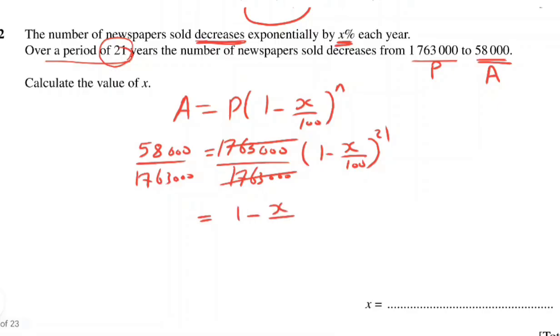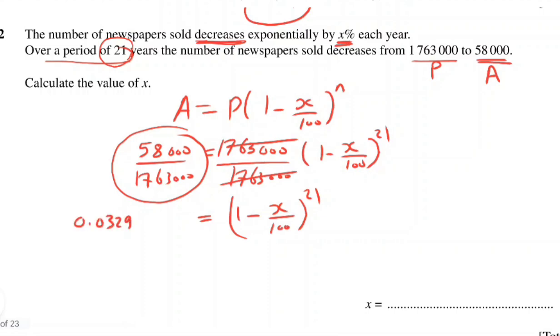Now (1 minus x over 100) to the power of 21. So let's find the value of this one: 58,000 divided by the 1763 zeros. Okay, so the answer of this one is like 0.0329. One of the most important things to do is don't round. Use the value in your calculator. Try to use the answer in your calculator, don't round it in the middle steps of the question.